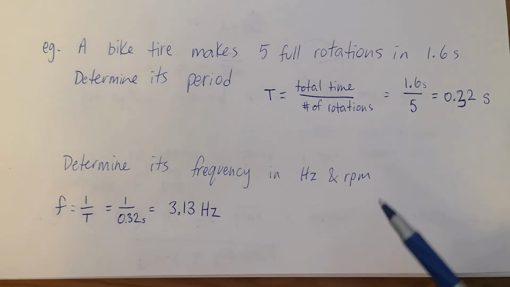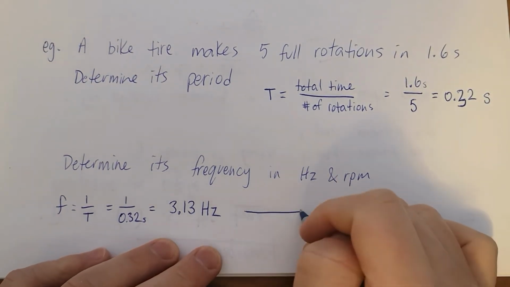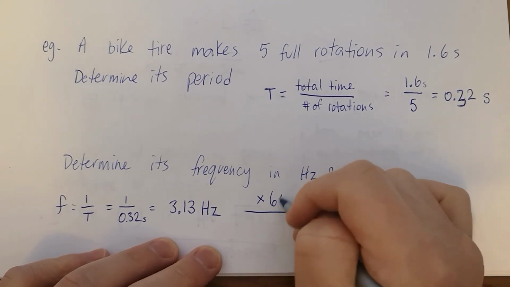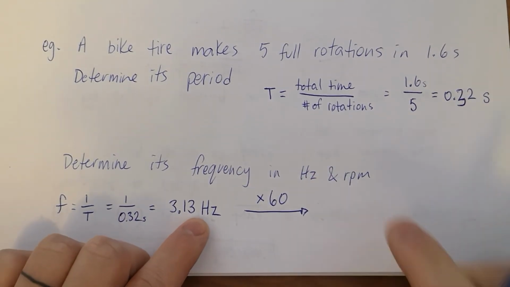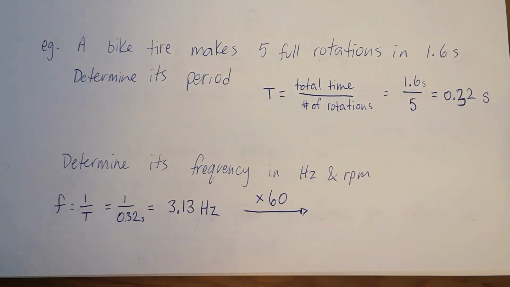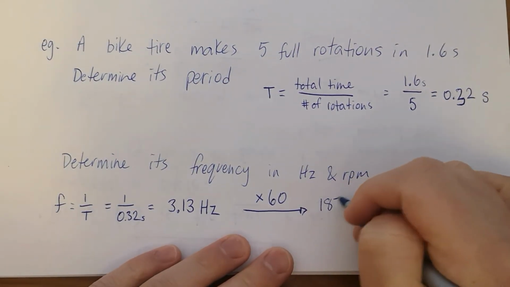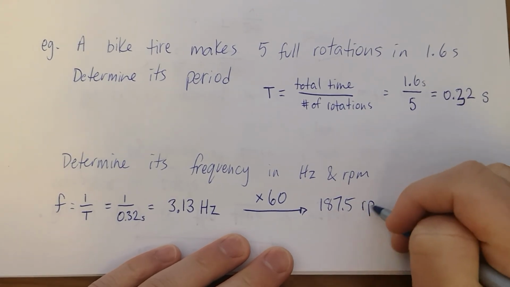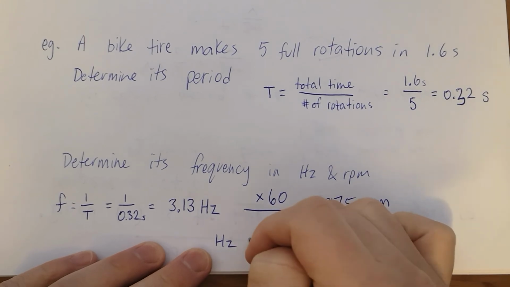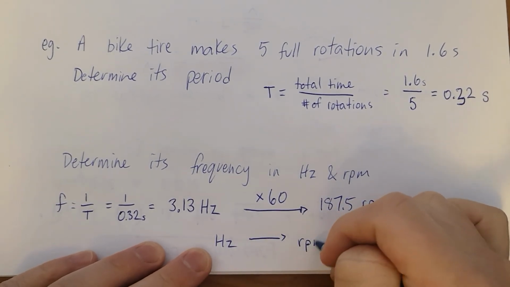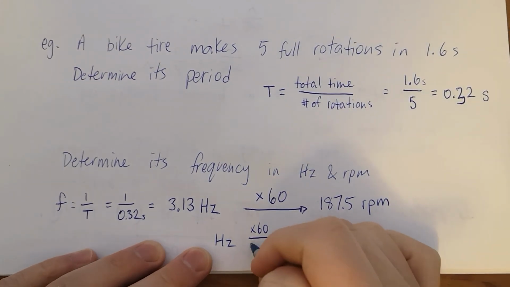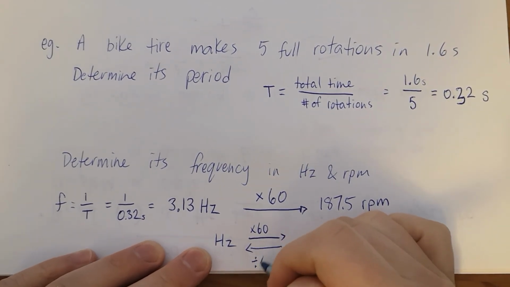Okay? To go from hertz to RPM, I think if you guessed, you'd get it right. This is per second. Minutes are longer, so there's going to be more of them. Just multiply by 60. I get 187.5. Okay? So just to make it perfectly clear, hertz to RPM, multiply by 60. You may have to go RPM to hertz, and that's divide by 60.